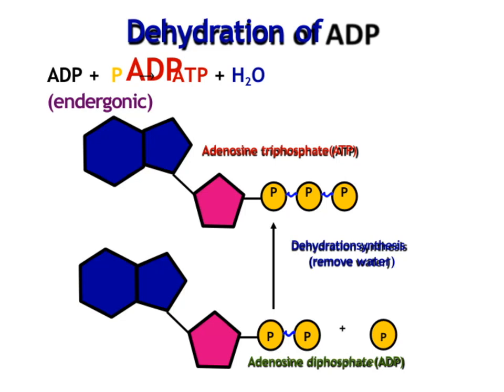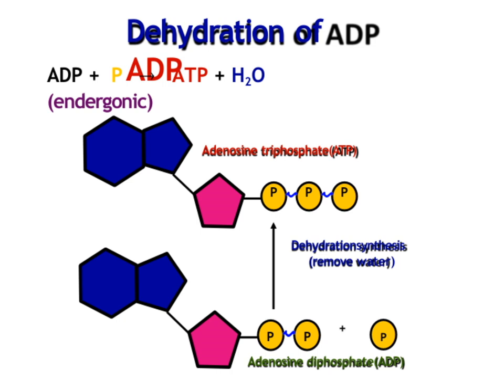Now let's take a closer look at how ATP is formed from ADP. As you can see here, ADP, which stands for adenosine diphosphate, combines with an extra phosphate group, represented by the P. When this happens, we get adenosine triphosphate, or ATP, along with a water molecule. This process is known as dehydration synthesis because it involves removing a water molecule to join the molecules together.